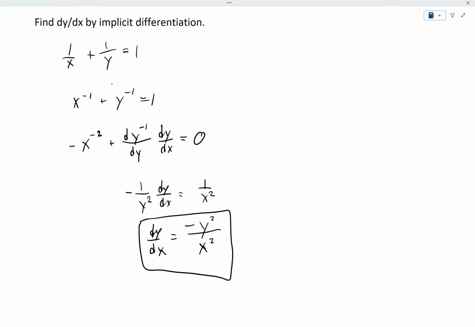I set it up so it would be a lot easier later on and I wouldn't need to use the quotient rule at all. But I didn't need to do that. I could have used the quotient rule, just that made it simpler. Then I implicitly took the derivative of the whole thing, and then I just solved for dy/dx, and that's all there is.